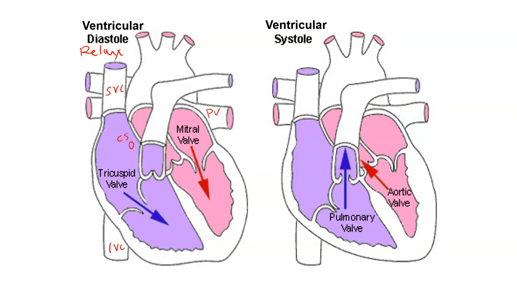AV valves, that includes tricuspid and mitral valve. They are currently open. And notice these semilunar valves right here. There's the pulmonary semilunar, and over here is your aortic semilunar. They are currently closed. So when the heart is relaxed, meaning when the ventricles are relaxed, we see blood draining under low pressure back into right atrium, right ventricle. Because the valves are open, it continues on down into the right ventricle and left ventricle respectively.